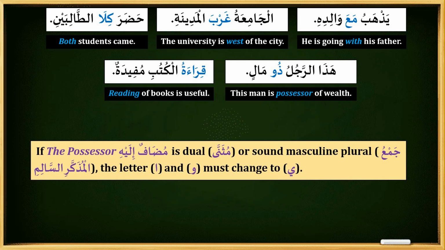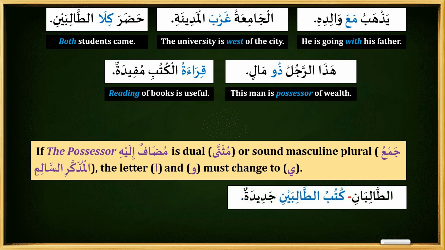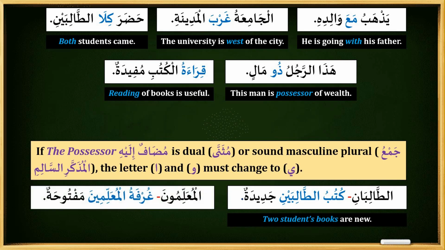If the possessor مضاف إليه is dual, مثنى, or sound masculine plural, جمع مذكر سالم, the letter alif and waw must change to ya. Examples: الطالبان ألف نون, مثنى changes to كتب الطالبين. الطالبين becomes ya نون. الطالبان becomes الطالبين. Two students' books are new. المعلمون becomes غرفة المعلمين when they are مضاف إليه. Teacher's room or staff room is open. غرفة المعلمين مفتوحة.